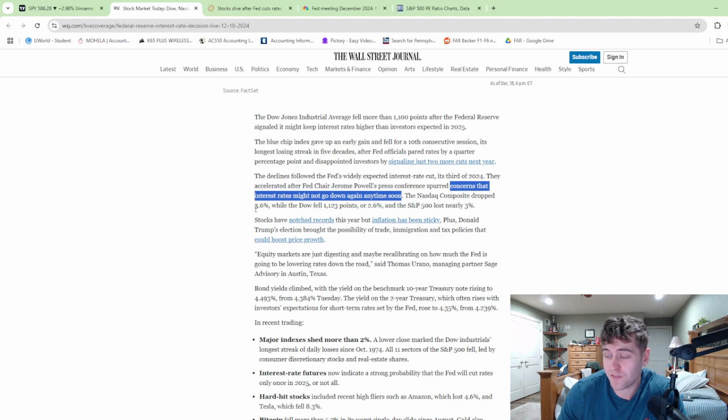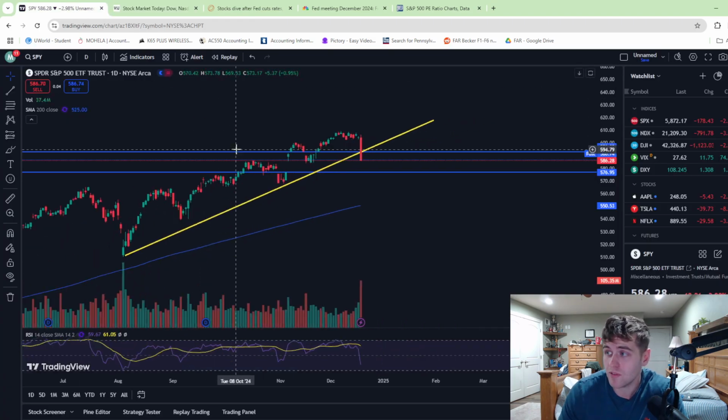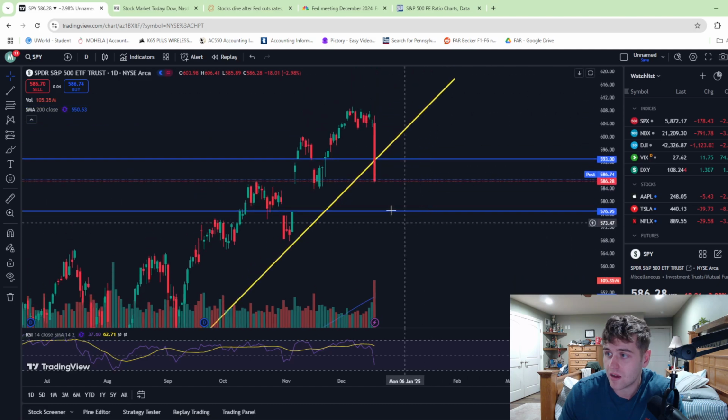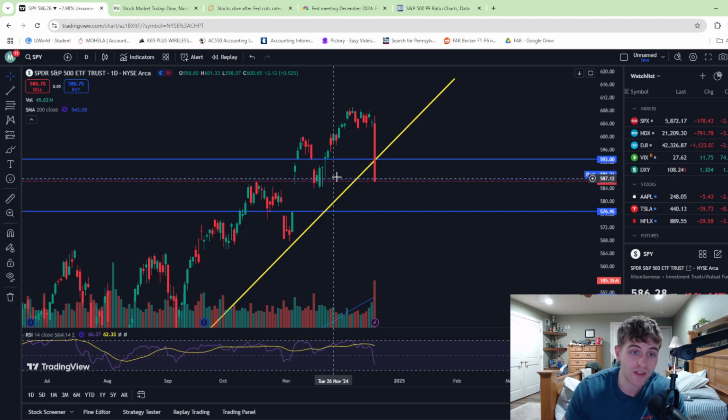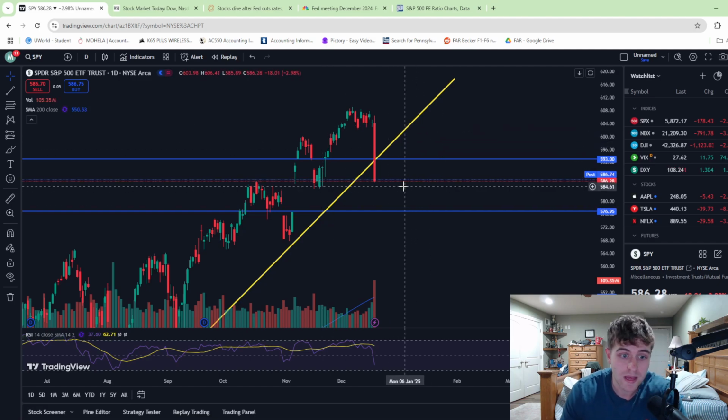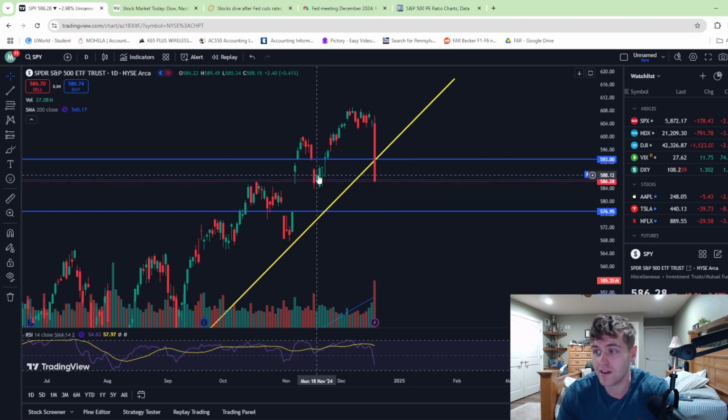So you can see the NASDAQ fell 3.6%. Guys, this was a nasty day. When we even look at this candle, this candle is taking out all the gains essentially since November 20th. A month worth of gains have been destroyed in one day. That's how the market works, and that's why it's scary.